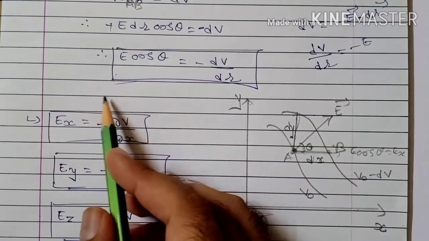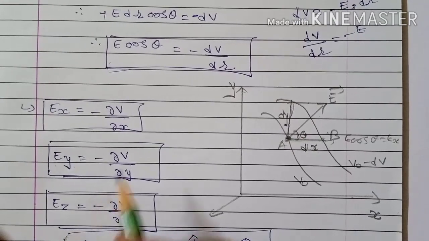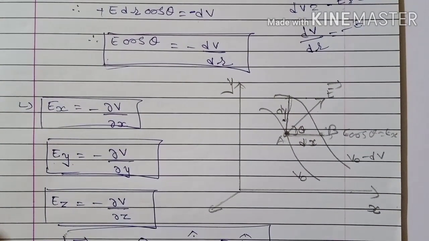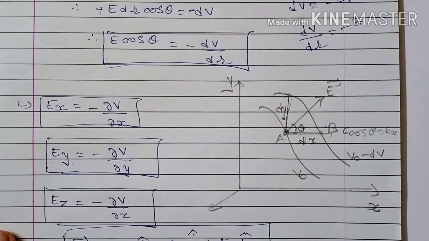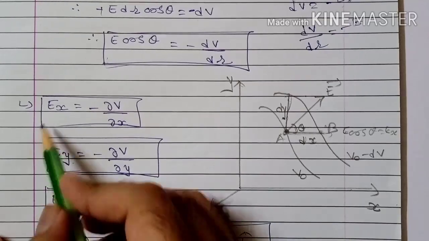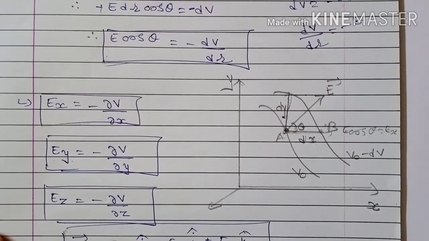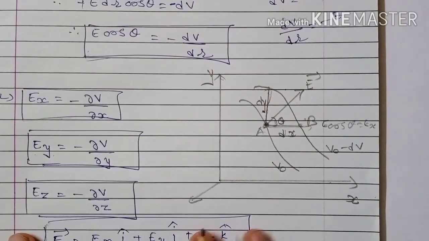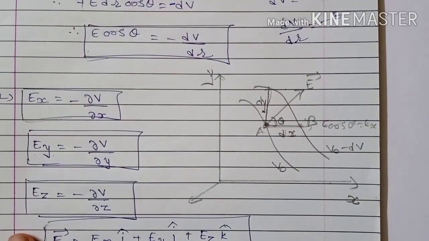So instead of E cos theta, I can write Ex is equal to minus del V by del x. This is the symbol of del. This indicates partial differentiation. This is only the x component of electric field. We are finding the x component of electric field by keeping y and z constant. So whenever we are keeping the two other components constant, we have to take partial differentiation.